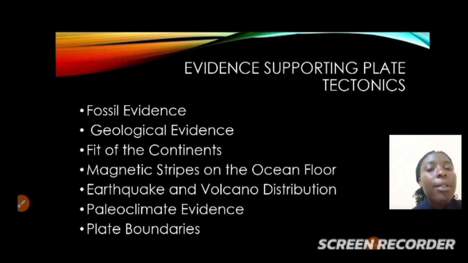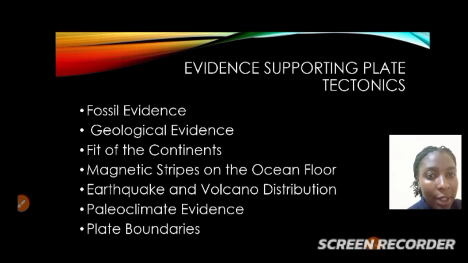Then we can talk of the earthquake and volcano distribution. Here, earthquakes and volcanoes are concentrated along plate boundaries, like in the Pacific Ring of Fire. We talked of the San Andreas, which is a boundary between the Pacific and the American plates. So when you fit the America and the Pacific, the earthquakes from there are one.